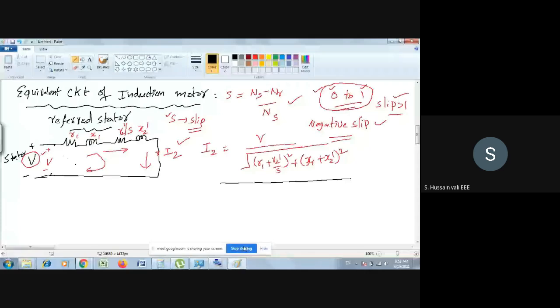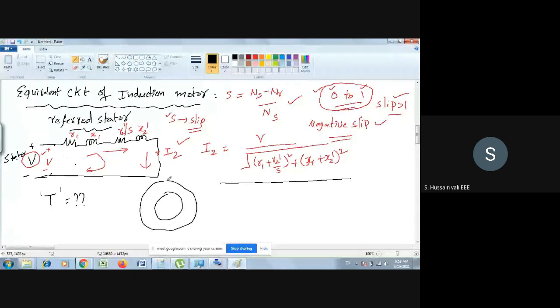Ultimately, what I'm trying to do is derive the relationship for torque. This is exactly what I'm trying to do right now. To do this, recall how we can get the torque. Torque can be obtained from the induction motor. I will just recall what is happening in an induction motor.